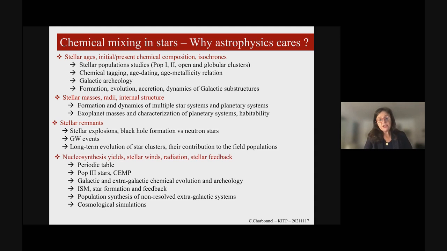The nucleosynthesis changes, as I said, the winds, etc. So this has some consequences when we want to interpret or explain the astrophysical periodic table, when we want to understand what were the first stars in the universe, the so-called Pop III stars, and when we want to do galactic chemical evolution. Also, when we want to understand the feedback of stars on the interstellar matter, which is very important for star formation, and also when we, for example, have some populations which are not resolved in external galaxies. This has very important consequences on these studies.